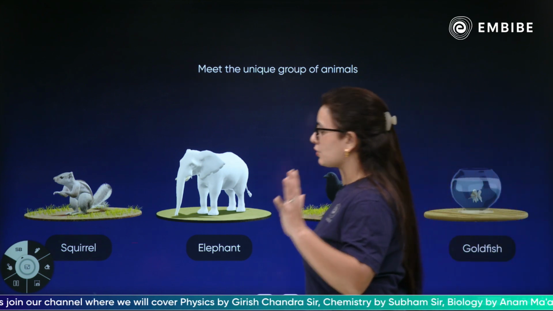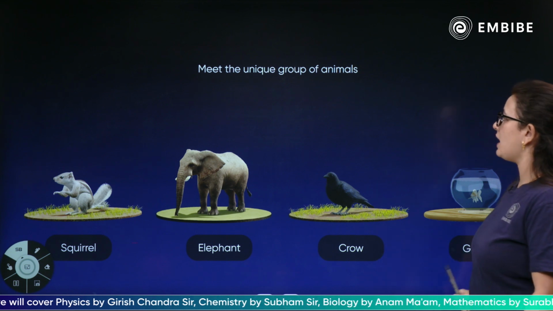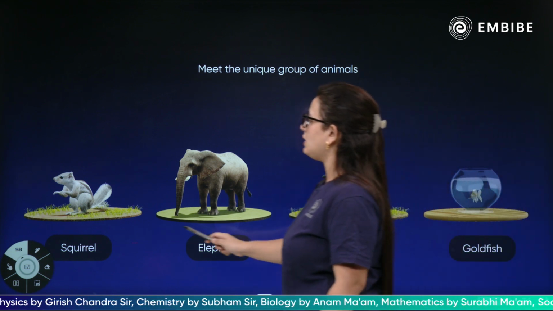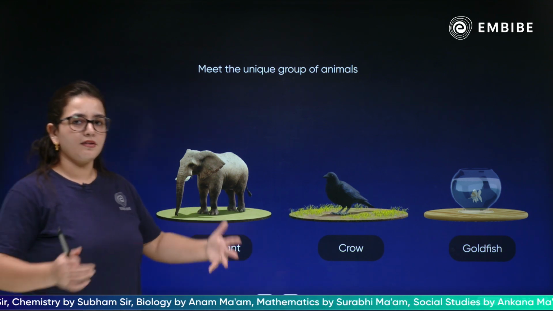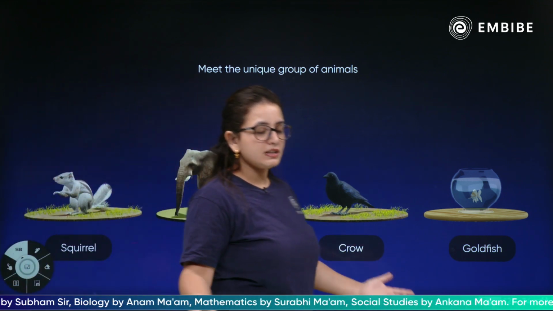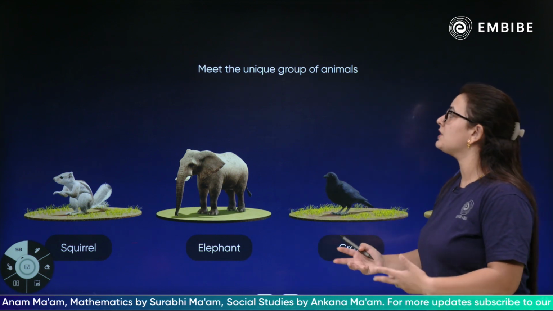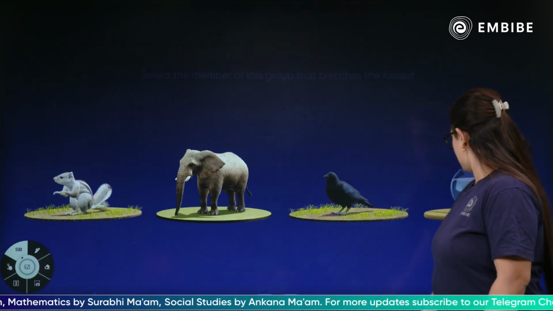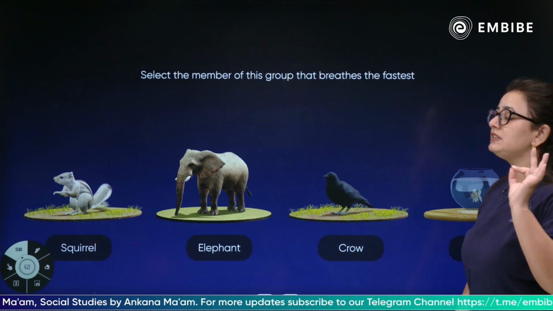So children, talking more about breathing, next we have meet the unique group of animals. These are the unique group of animals. There is a squirrel, an elephant, a crow, and a goldfish. All of these will be living and doing respiration and breathing. Let's see exactly how their patterns differ from each other.